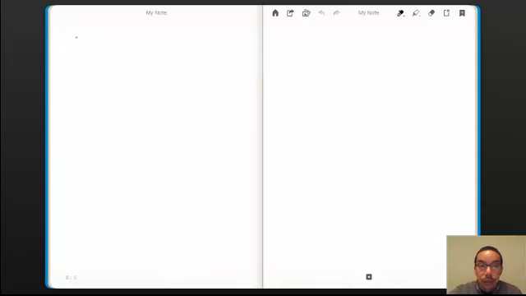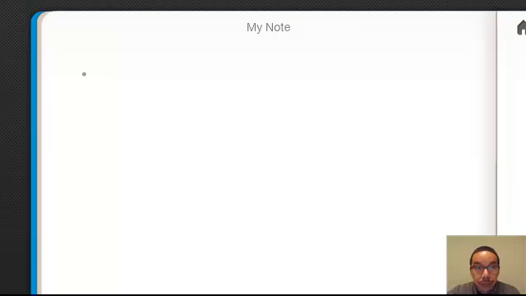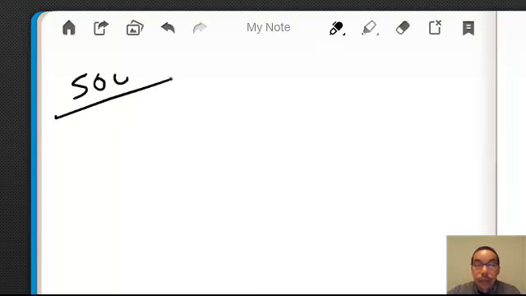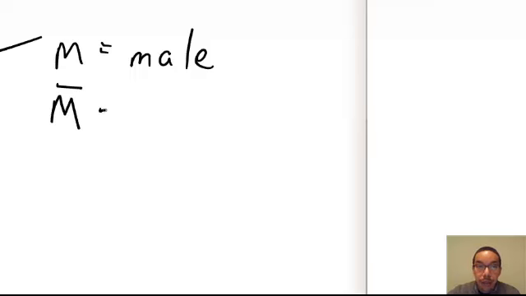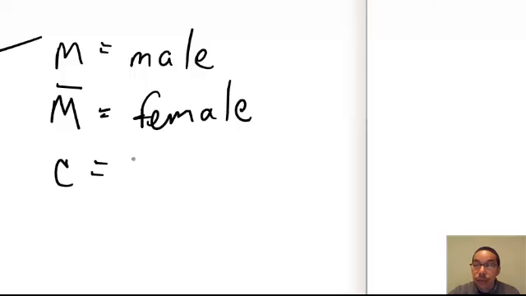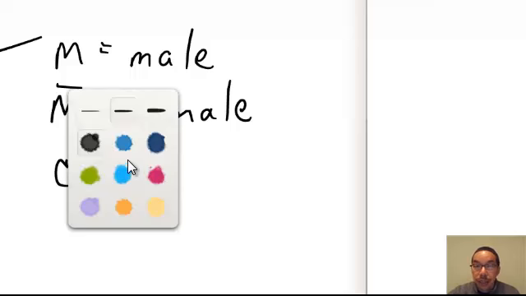All right. So here's our solution. First, let's use the following notation. Let's say that M stands for male. Let's say M bar, or you could even say M prime, depending on what your professor has told you, stands for female, or not male. Let's say C is equal to a cigar smoker.